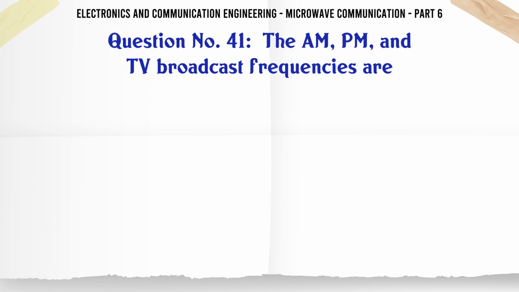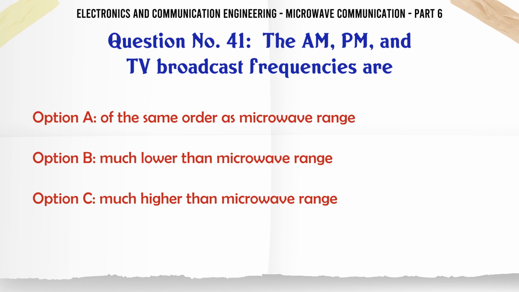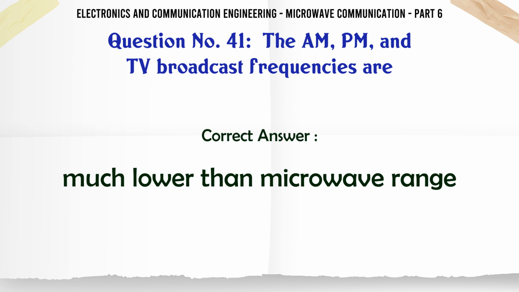The AM, FM and TV broadcast frequencies are A: of the same order as microwave range, B: much lower than microwave range, C: much higher than microwave range, D: either A or C. The correct answer is much lower than microwave range.